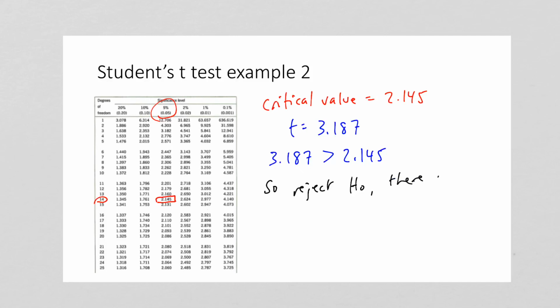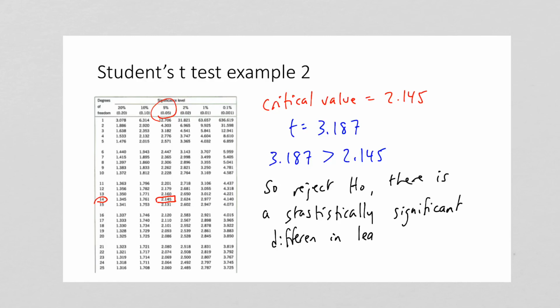There is a statistically significant difference in leaf width between the two samples.